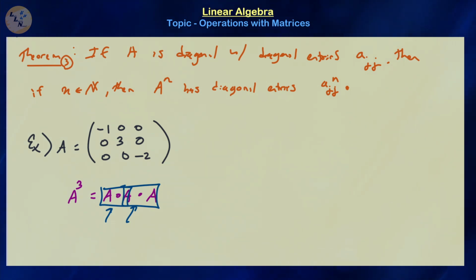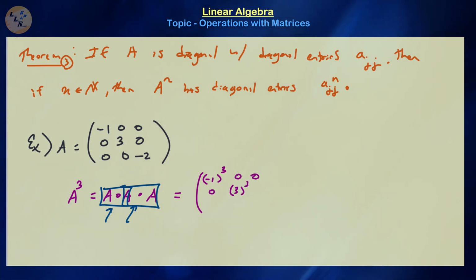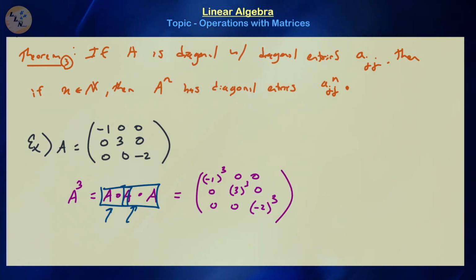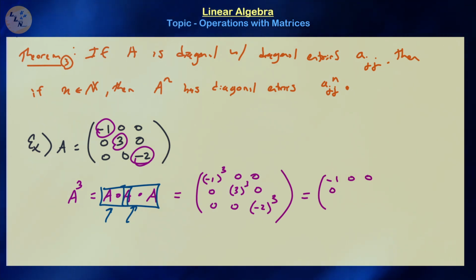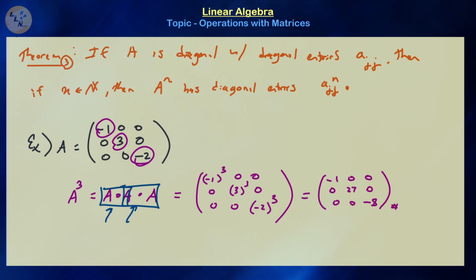But one can show that this is actually equal to negative 1 cubed, 0, 0, 0, 3 cubed, 0, and 0, 0, minus 2 cubed, using this theorem because this is a diagonal matrix. It's 0 everywhere else. So that means this is going to be equal to negative 1, 0, 0, 0, 27, 0, and 0, 0, minus 8. So a nice quick way of doing powers of matrices if that matrix is indeed diagonal.